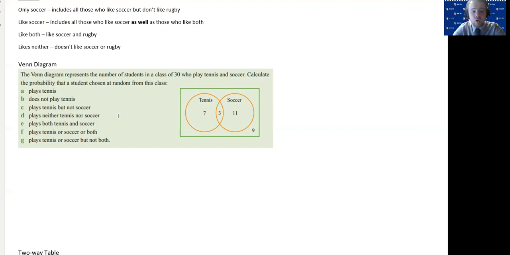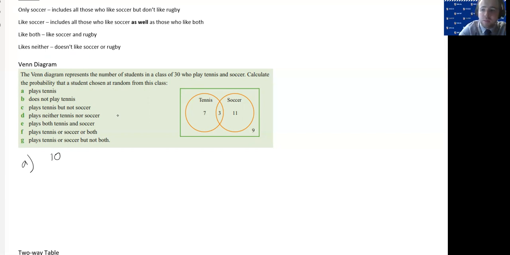So if we want to know how many people play tennis, we've actually got to be careful. When we look at this Venn diagram, we might think 7 would be the correct answer. However, that is the people who play only tennis. We also need to include the overlap of that tennis circle with the soccer circle, because there are 3 people who play both tennis and soccer, represented by that space in between the two circles. So when we do part A, those who play tennis, it's actually going to be 7 plus 3. Those who play only tennis plus those who play tennis and soccer will be the total number of people who play tennis.